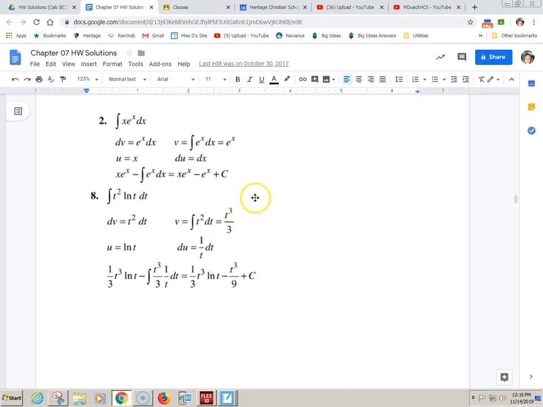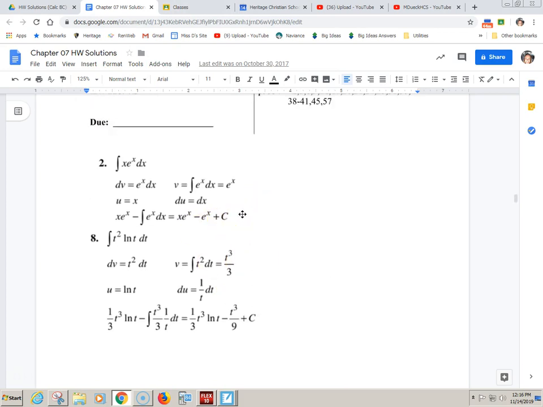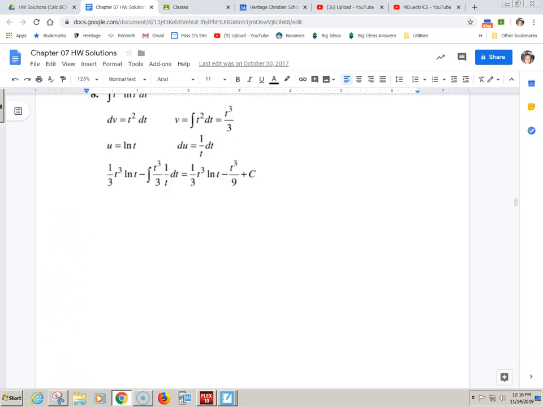Number 2, did you guys get x times e to the x minus e to the x plus c? Did you write your plus c's? Number 8, 1/3 t cubed ln t minus t cubed over 9, or 1/9 t cubed plus c. If some of you are factoring things out, it's not bad as long as you keep the c separate. Because if you're pulling variables out, you can't have c be in the front of c. If you did factor something in common, you just have to separate that with parentheses.